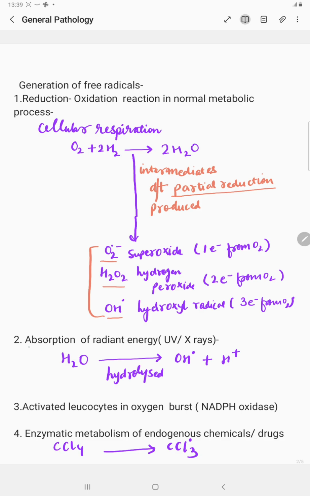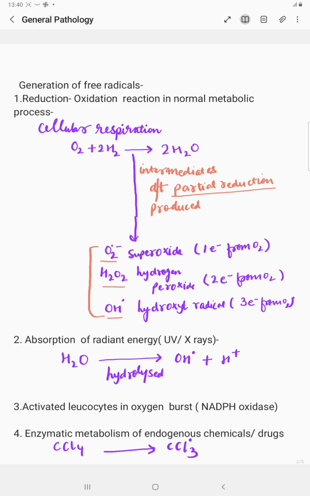The next method by which free radicals are generated in the body is absorption of radiant energy like UV rays and X-rays, in which the molecule of water is hydrolyzed into OH free radical and H plus ion. Now this OH free radical mediates cellular injury. Free radicals are also generated by activated leukocytes and oxygen burst by NADPH oxidase.